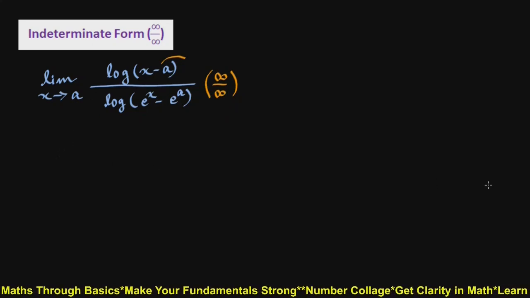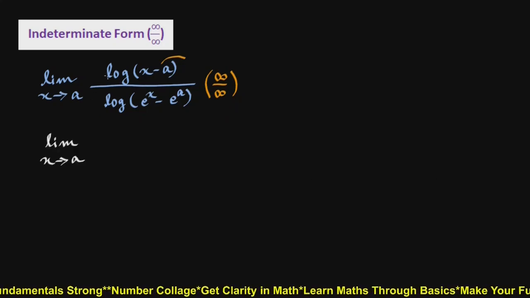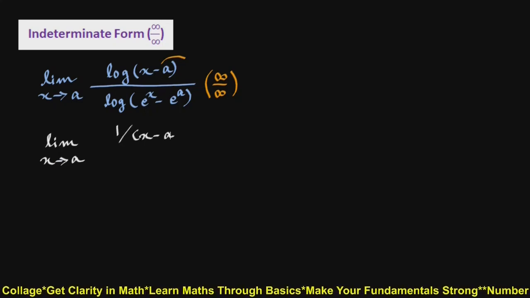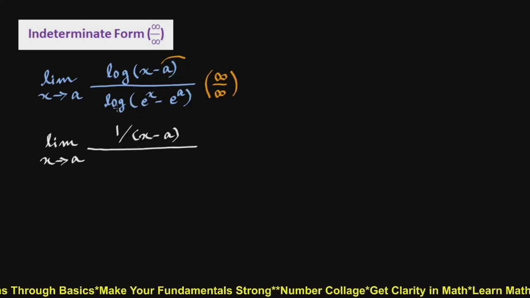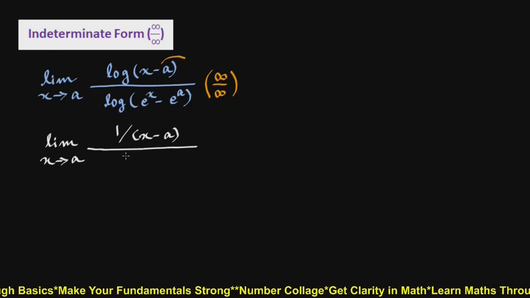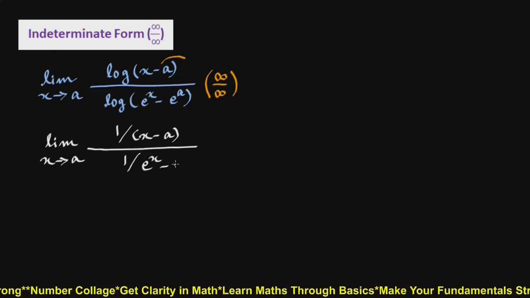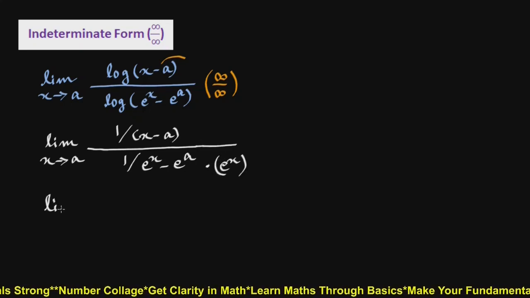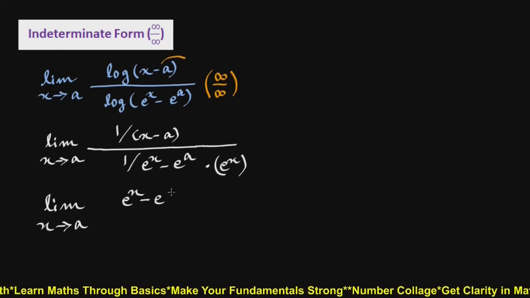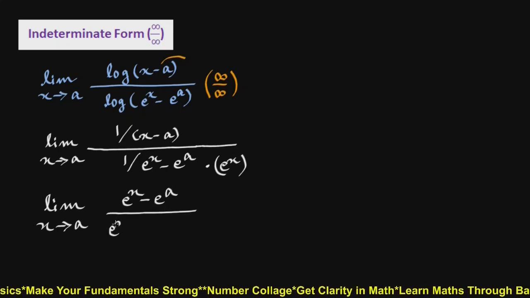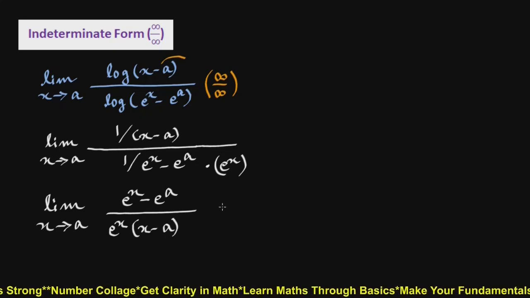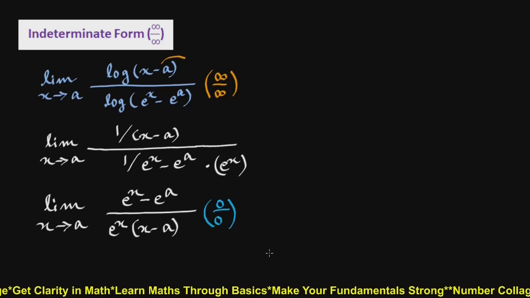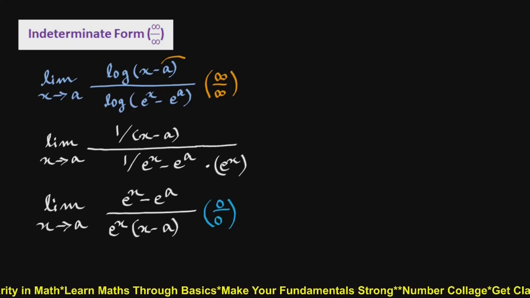So this is an infinity upon infinity indeterminate form. We will apply L'Hopital's rule and write the derivative of log of x minus a, which is 1 upon x minus a, upon the derivative of log of e raised to x minus e raised to a, which is 1 upon e raised to x minus e raised to a into e raised to x. This is e raised to x minus e raised to a upon e raised to x into x minus a. This is a 0 upon 0 indeterminate form. So we will apply L'Hopital's rule and solve it.